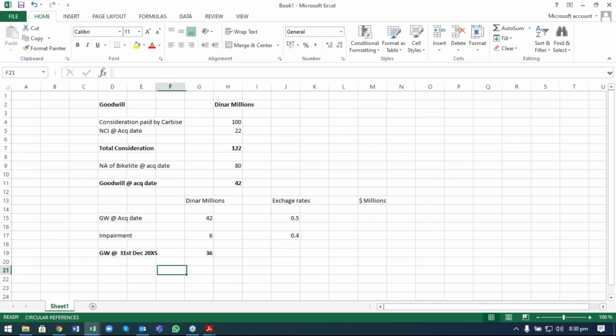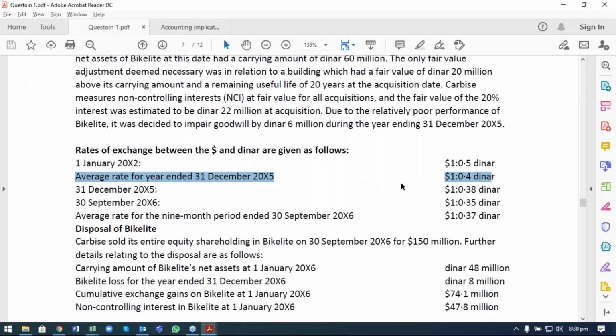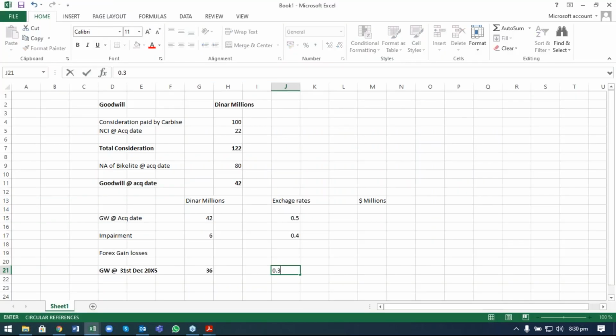0.4, and I need to move it a bit down so that again, exchange differences, forex, I would name it as forex gain losses. This is 0.4 million. And what about the 31st December exchange rate? It's 0.38. Fine. Now we'll be looking at what is the value in millions. So this 42 million divided by the 0.5. So the value is $84 million.